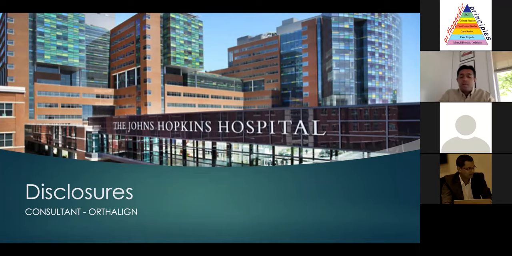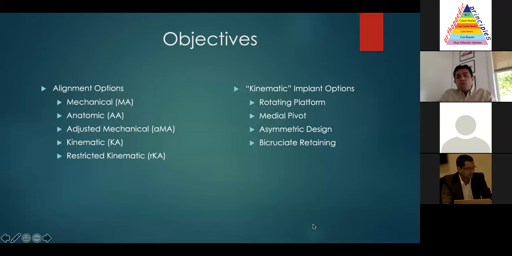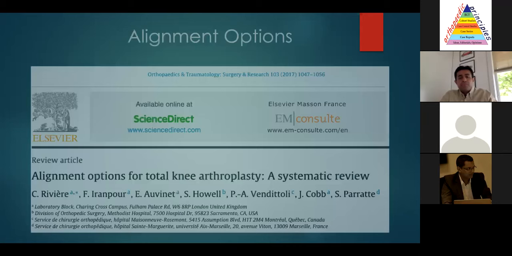So the objectives of this talk, number one, are to review how we can align knees. Should we perform mechanical alignment, kinematic alignment, or all these other variants in between? And then the other objective is to look at the various different kinematic implant options. There are several implant options, the design philosophies of which I will review, and then look at their outcomes. So first off, let's think about alignment options.